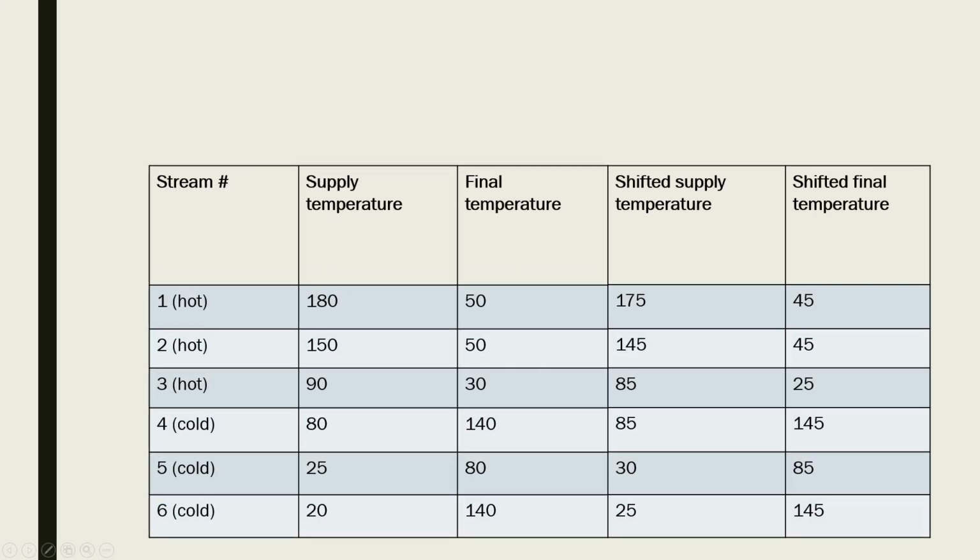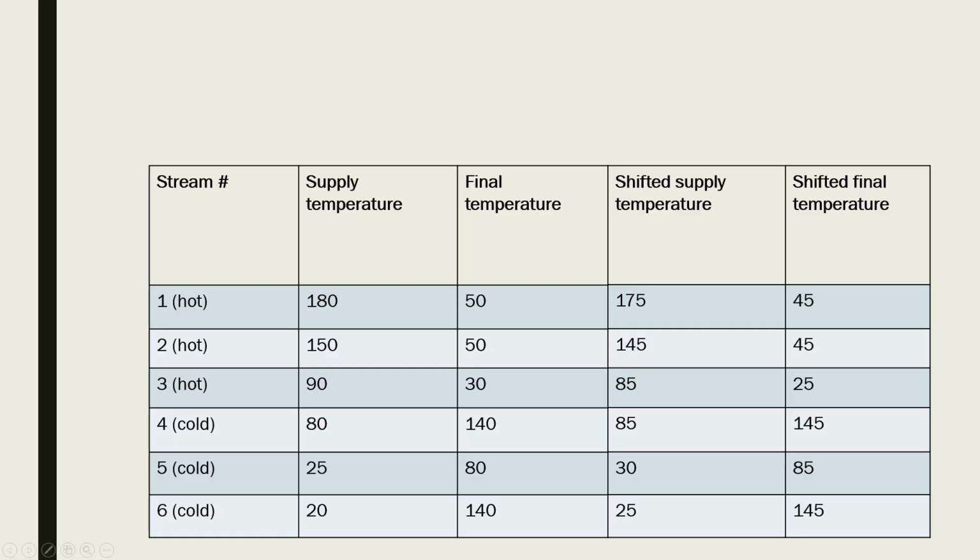The cold streams are shifted upward by delta T minimum over 2. For example, stream number 4, which is a cold stream, has a supply temperature of 80. We add delta T minimum over 2, which in this example is 10 over 2, which is 5. So 80 plus 5 is 85.